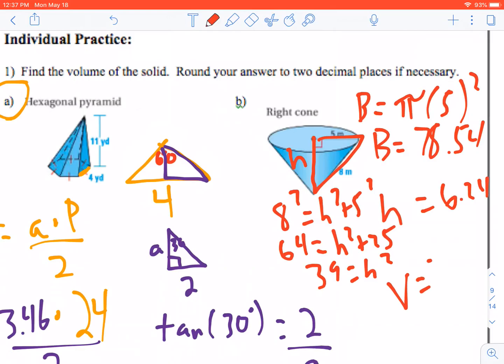So for your volume then, it is 78.54. Guess I should have moved that over some.